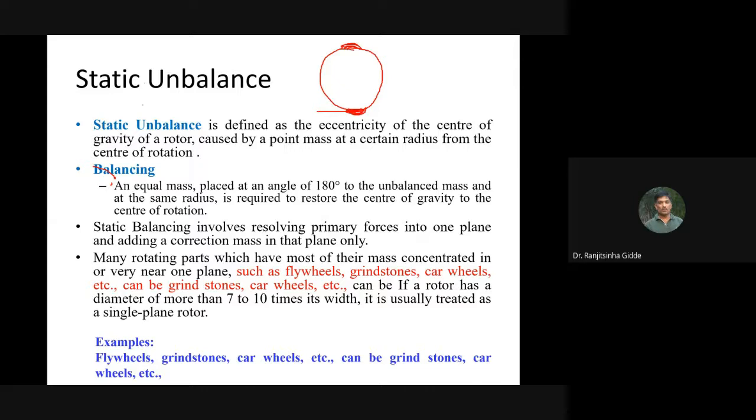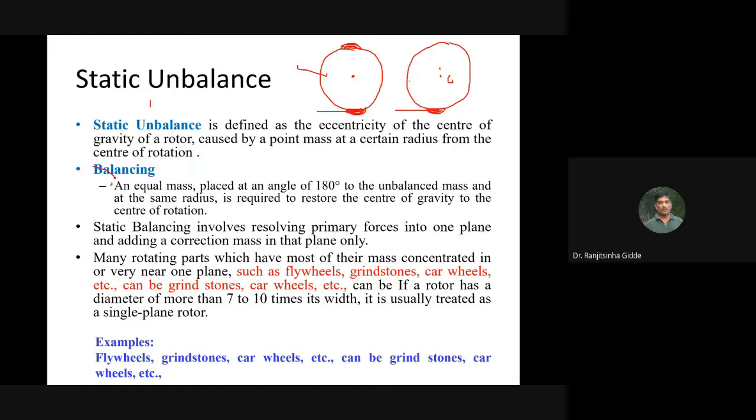Now in this case, this one is the center of rotation and the same one is the CG. Another case, here this is the additional mass, this one is the CG and this one is the center of rotation. So how to place the center of rotation and CG at the same point? For that, balancing is required.